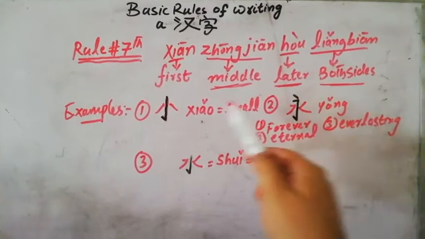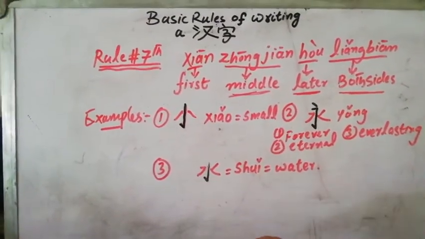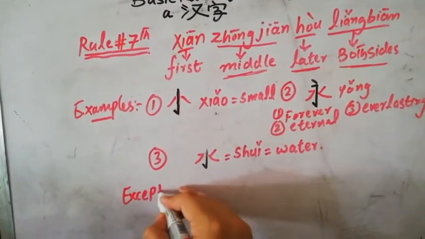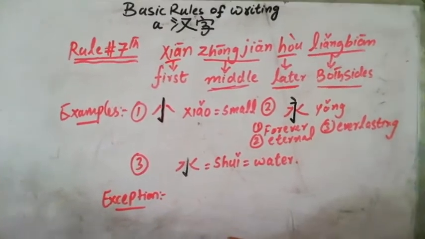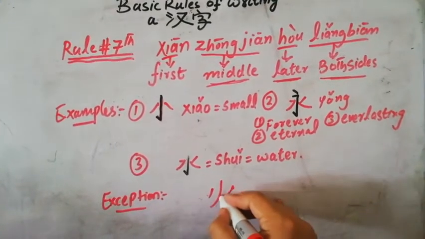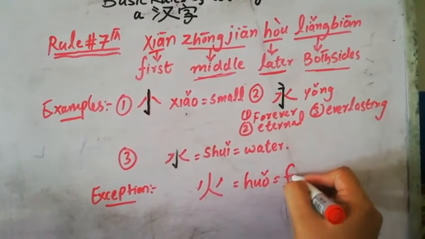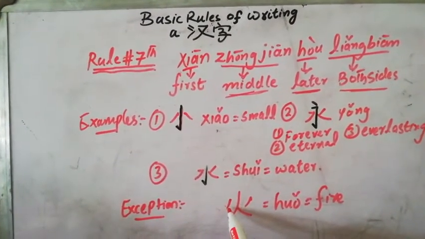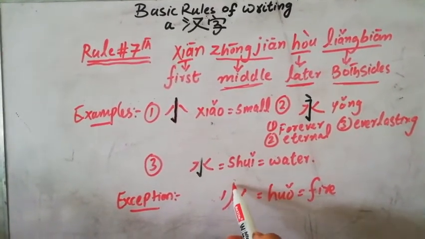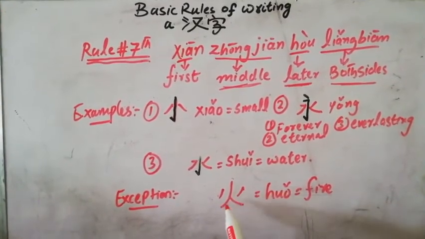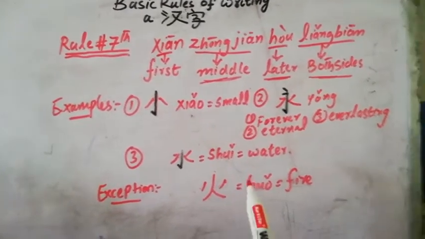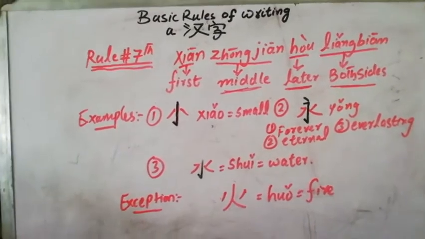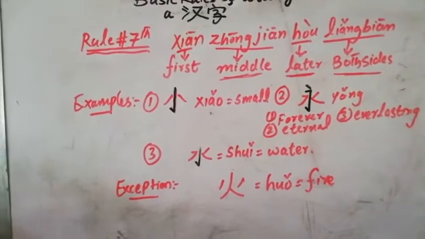Okay, so you understood now that we wrote the central stroke first and the other strokes later, but this rule has also got some exceptions. For example, which doesn't follow this rule. So one exception is, you see, this means huo, fire. This character stands for fire. So I wrote this dian first, then this pie, and then I wrote this pie and this na. So you can see that I did not follow this rule. So there are exceptions that don't follow these rules totally, but mostly you saw that these strokes are thoroughly followed by these rules. Okay, so this is enough about this rule.